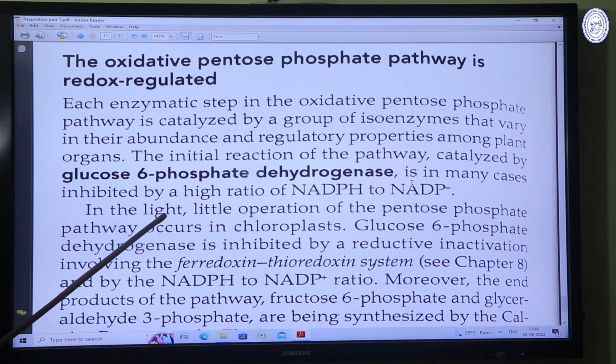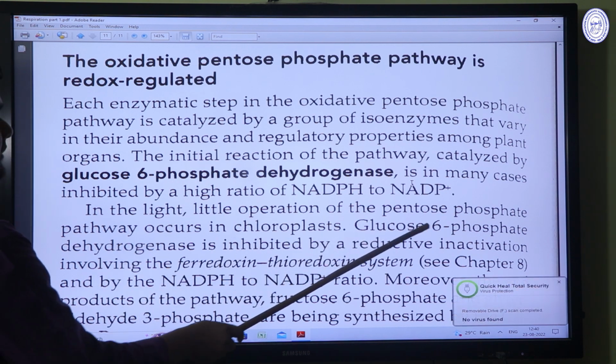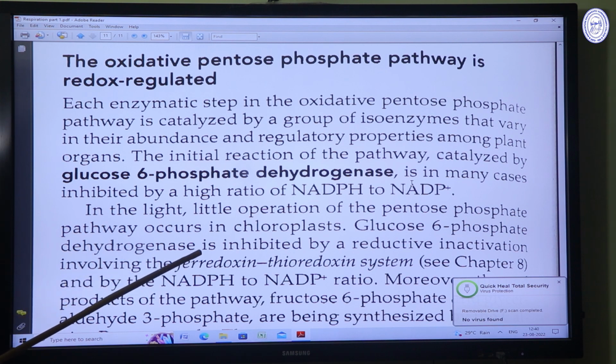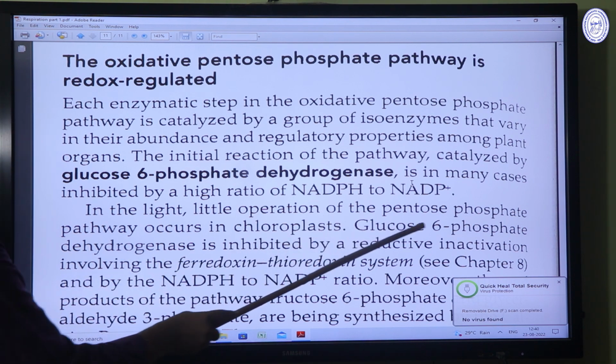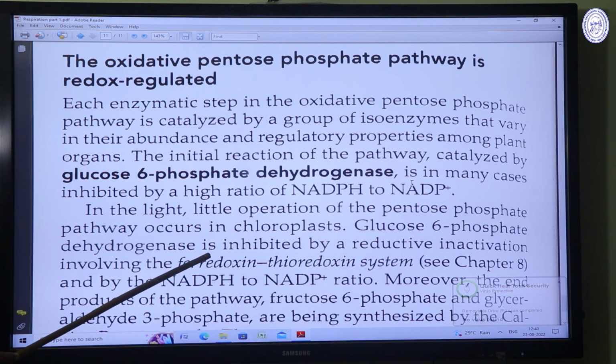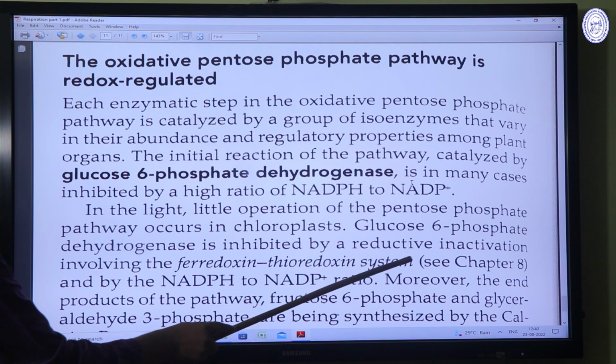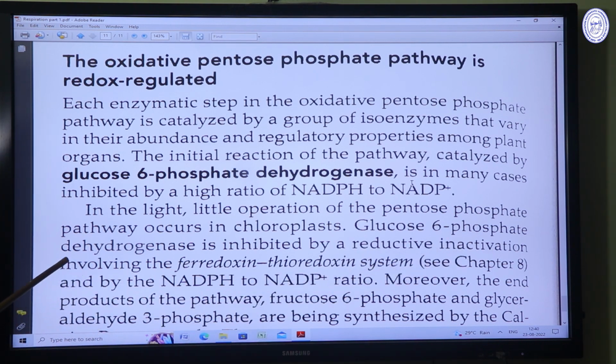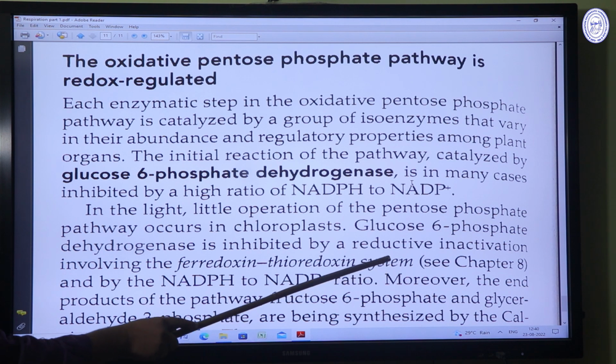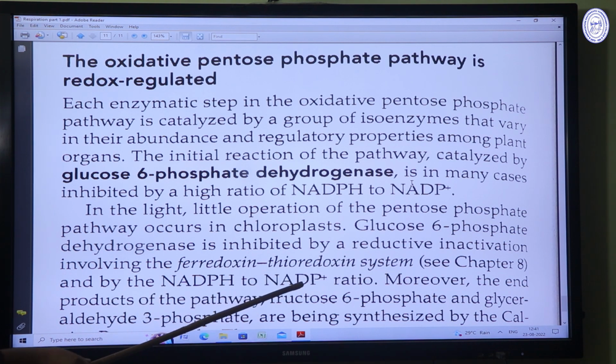Again, in the light, little operation of the pentose phosphate pathway occurs in chloroplast. So, light is another factor. Glucose 6-phosphate dehydrogenase is inhibited. Look at here, glucose 6-phosphate dehydrogenase is inhibited by a reductive inactivation involving the ferredoxin thioredoxin system and by the NADPH to NADP plus ratio. So, this is the regulatory way or how oxidative pentose phosphate pathway can be regulated.